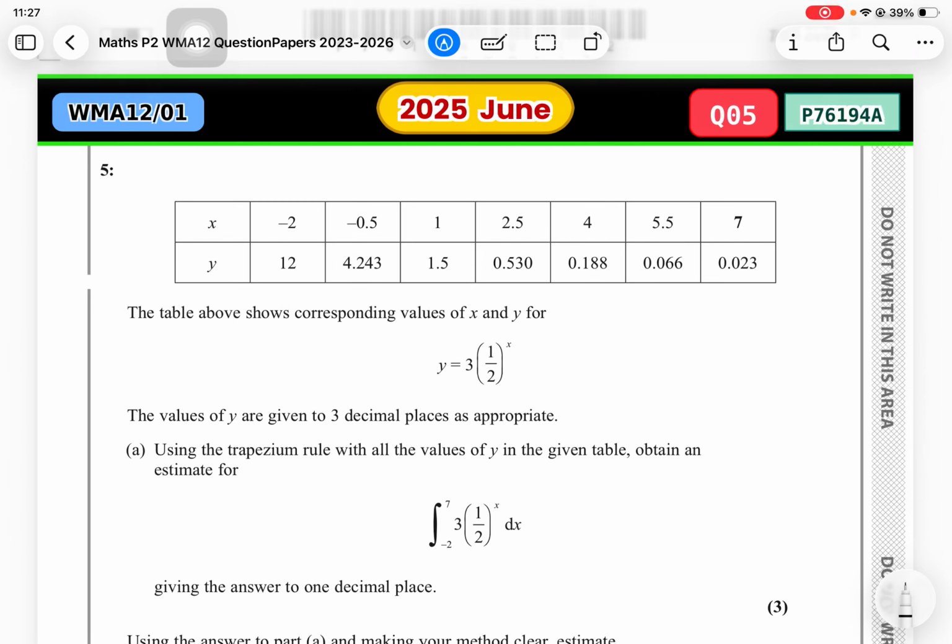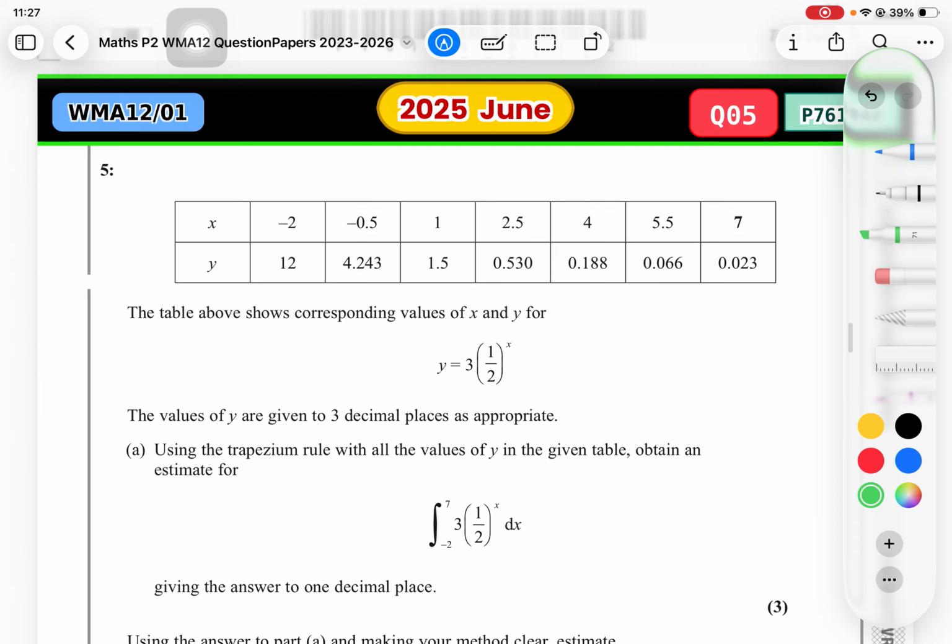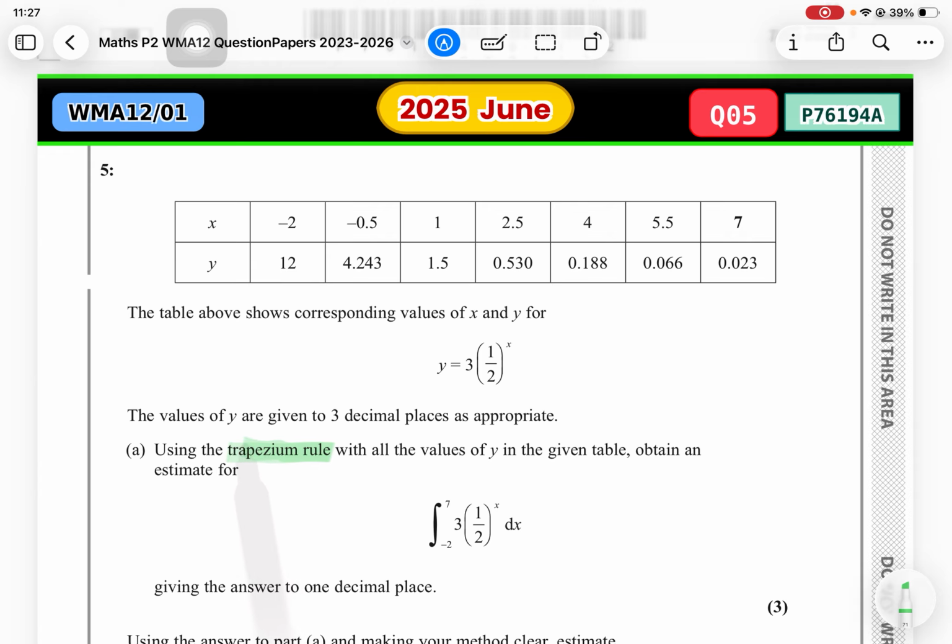Now let's start with this question, which is with the trapezium rule. The table shows the corresponding values, and 3 decimal places are given. Using the trapezium rule, you have to find the values from -2 to 7. So this is my final yn and the y0.